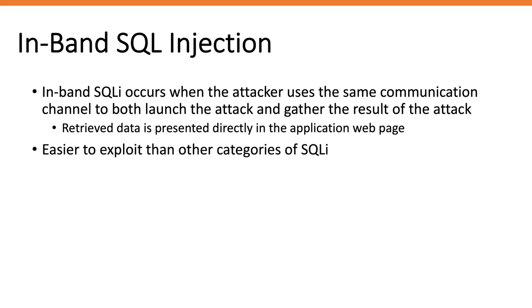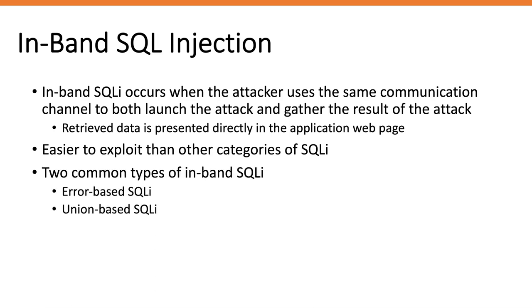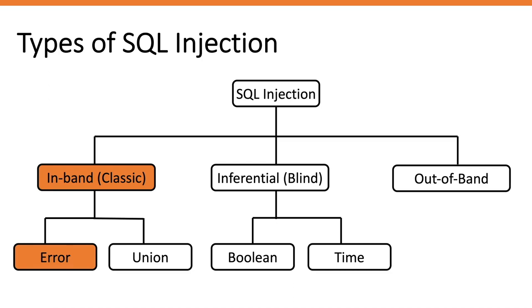Now, just by the nature of how this specific type of vulnerability works, it's much easier to exploit than other categories of vulnerabilities. The reason is that you actually see the result of your attack in the response of the application, versus having to infer the result like you would have to in blind SQL injection. Again, we said that there are 2 types of in-band SQL injection, error-based SQL injection and union-based SQL injection. We'll start off with error-based SQL injection.